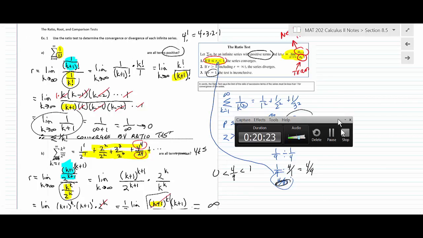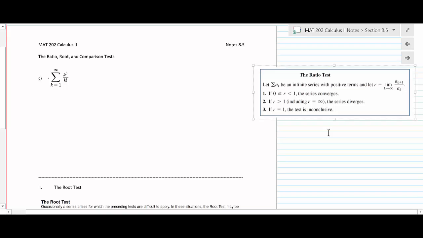Okay, all right, let's go ahead and do our break. All right, so I'm going to do one more ratio test example. And then we're going to look at some different types of tests.